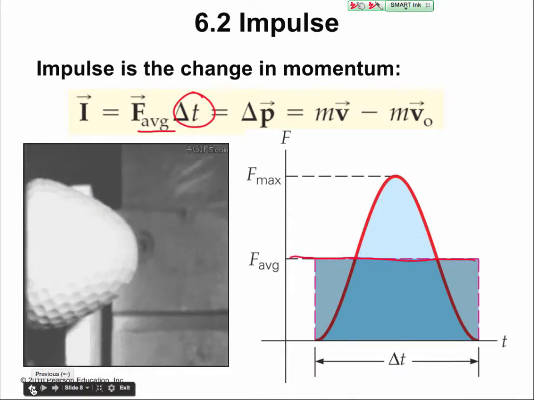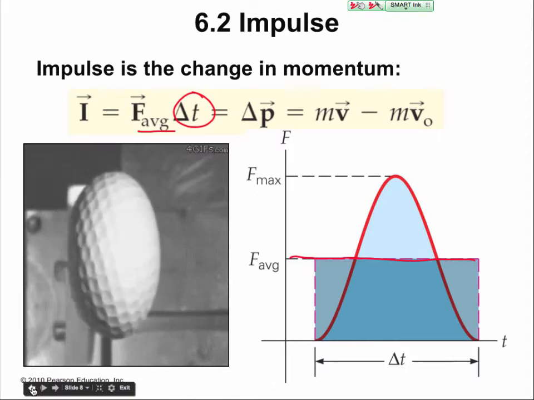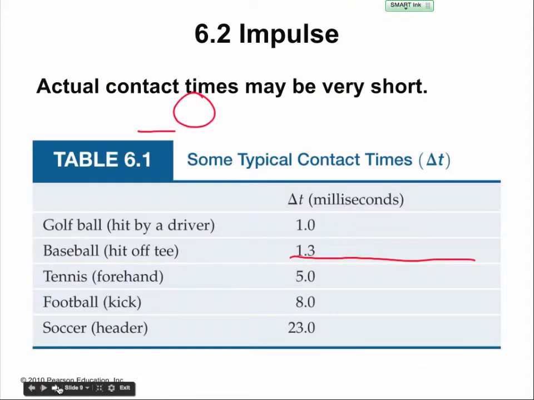So the average force, if you have this graph, is kind of this. That's what the average force is, times the time of contact. If we go forward here, we see in milliseconds, which is 10 to the negative 3, how much time it takes for the contact between these two objects. If you hit a golf ball, it's 1 millisecond, or 10 to the negative 3 times 1.